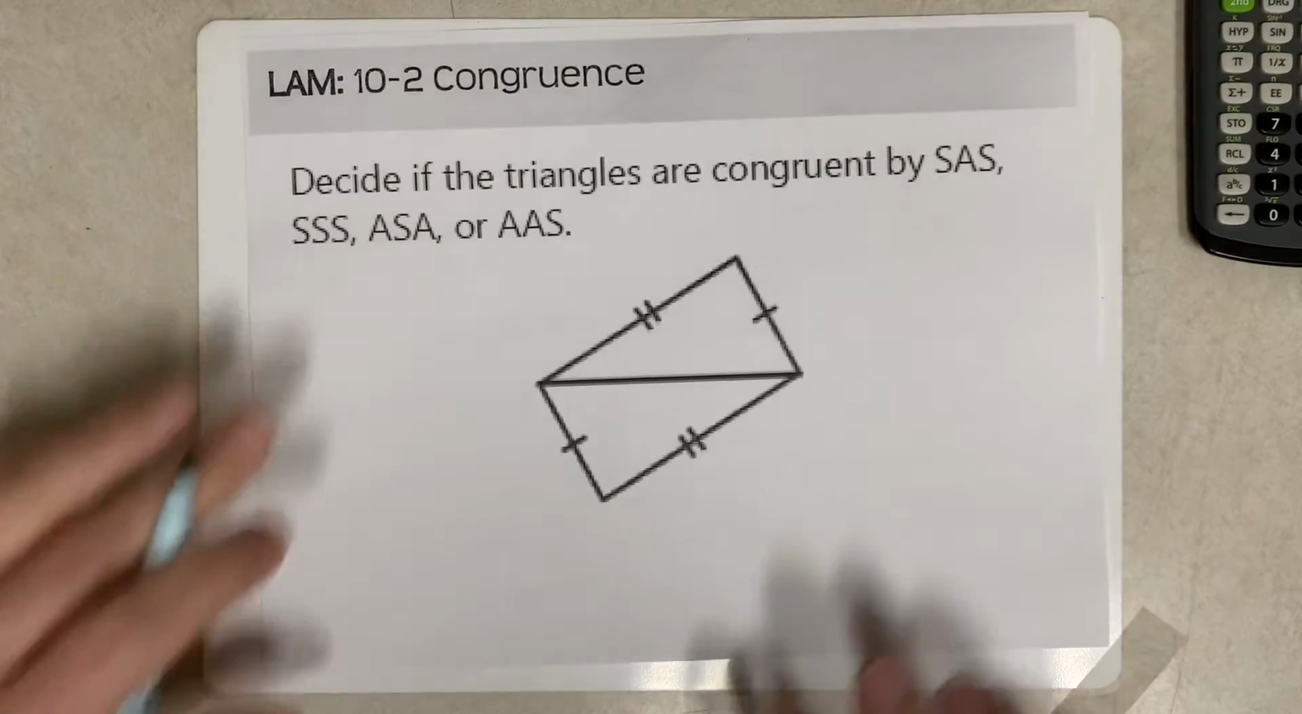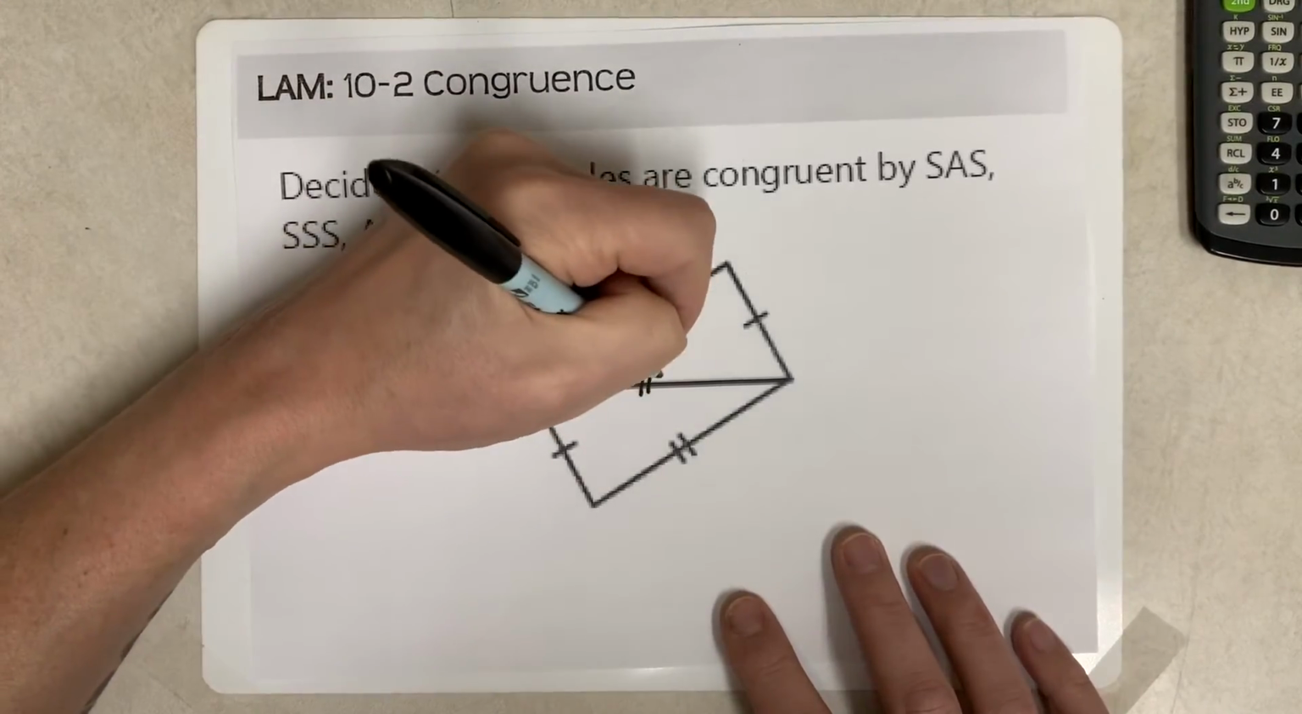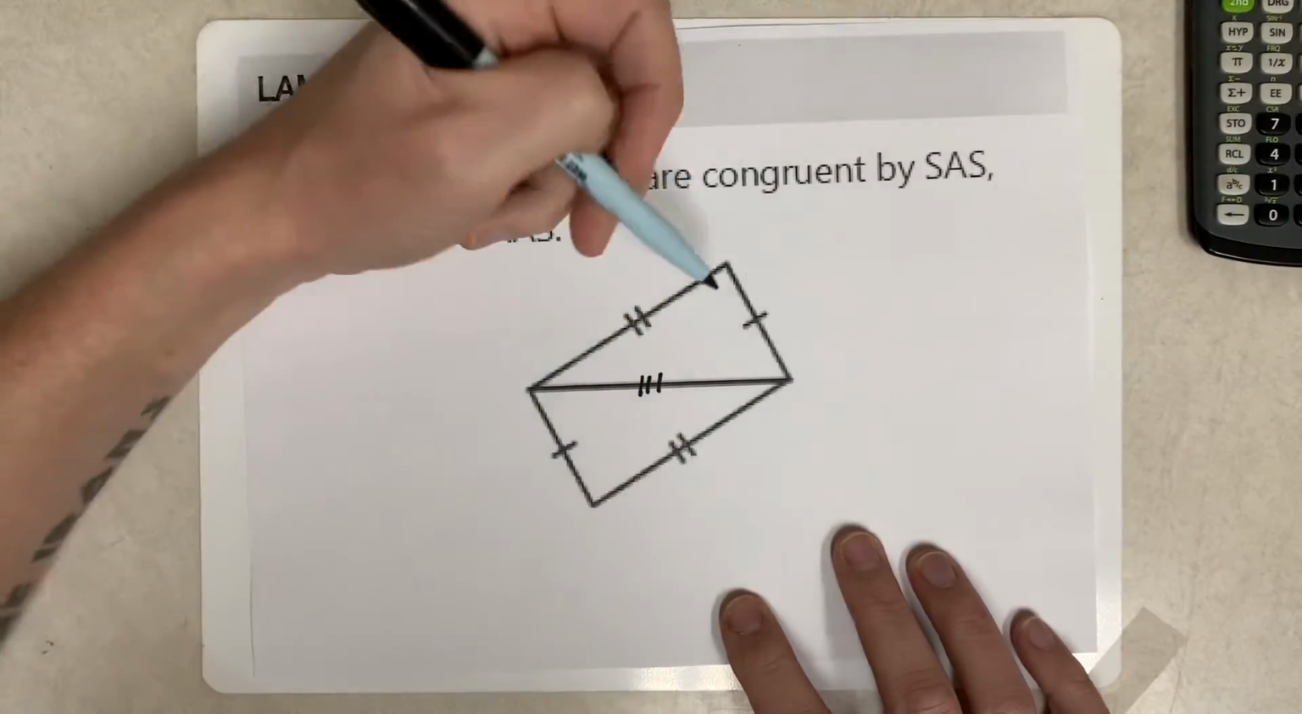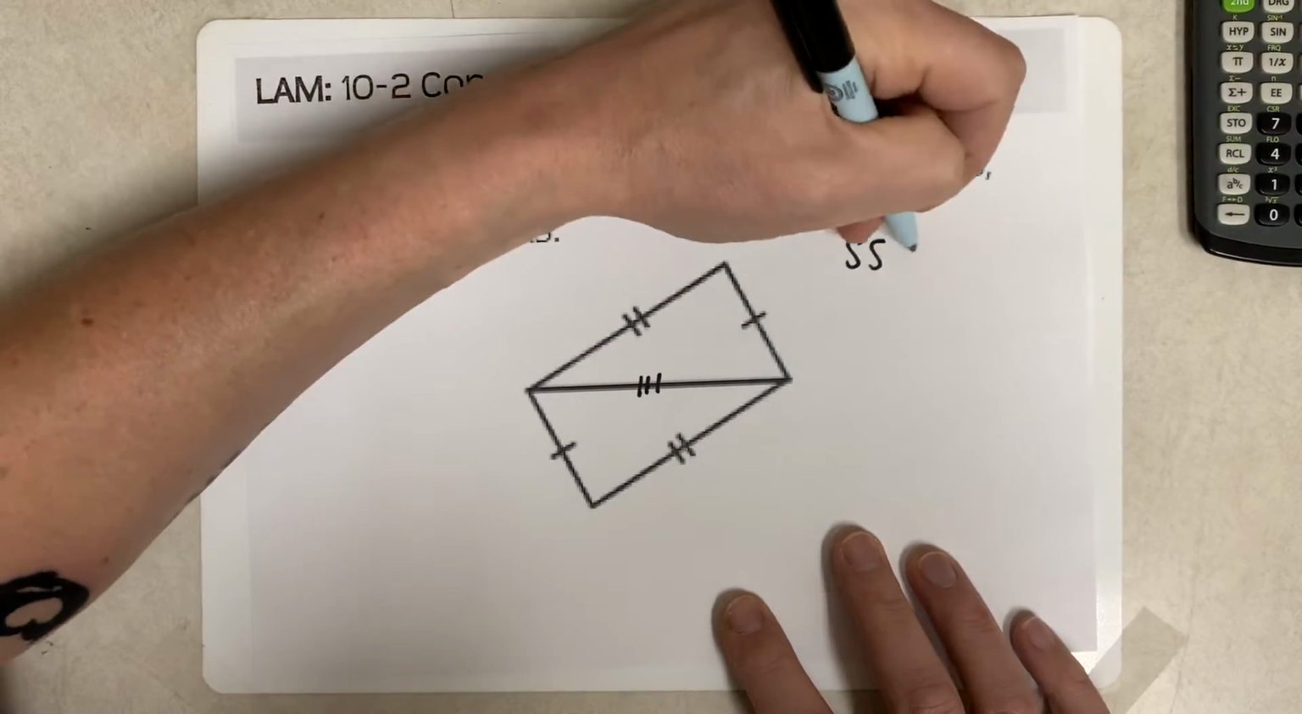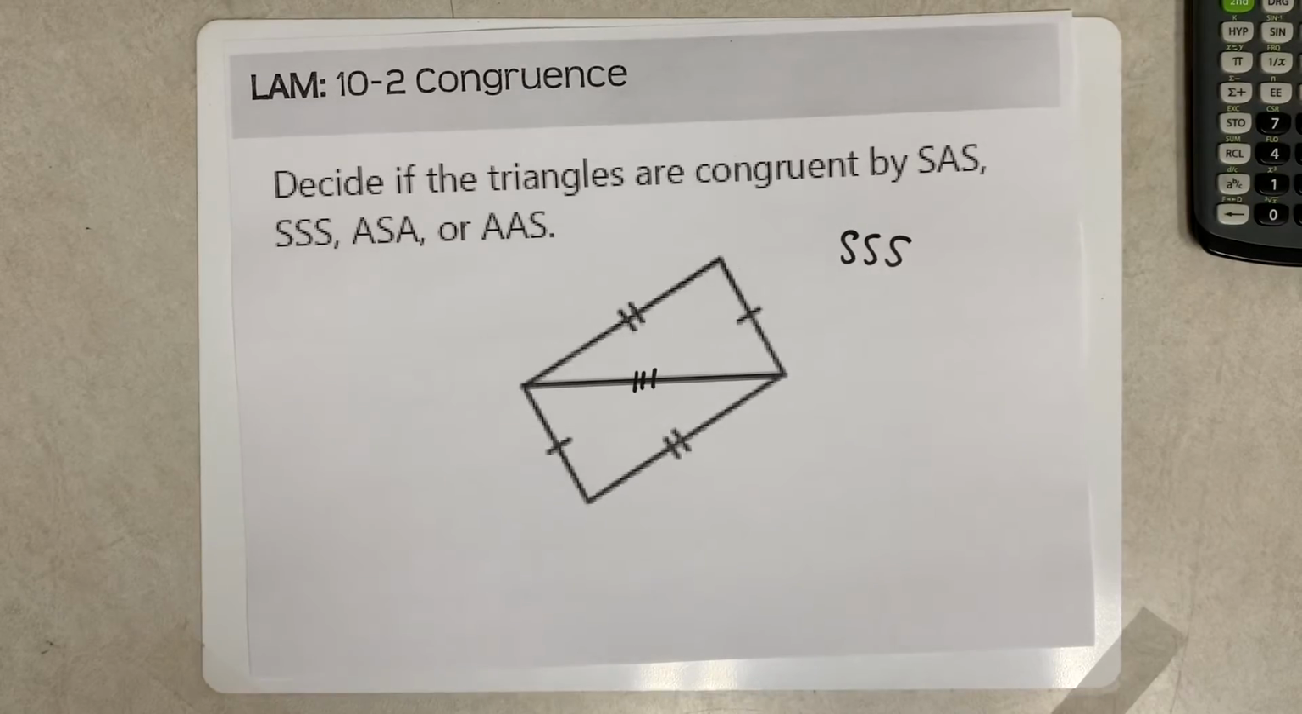Okay, this time we have no angles given, but we do have this third shared side. So we have side, side, side. So this is a good example of side, side, side.